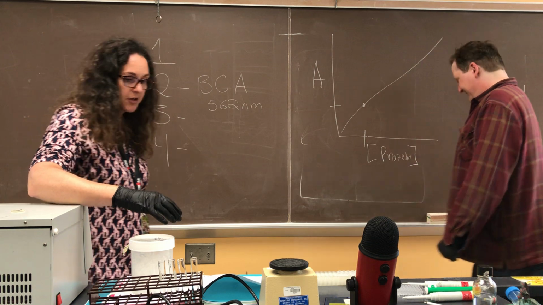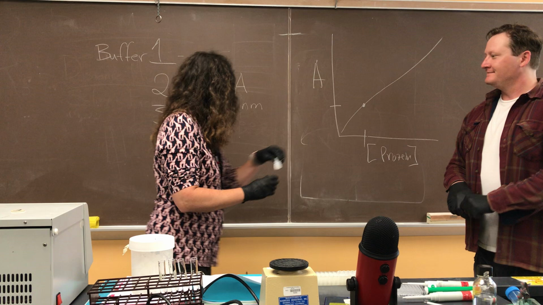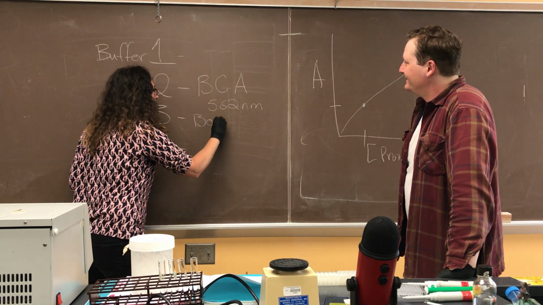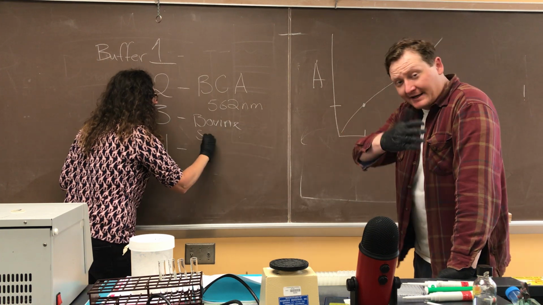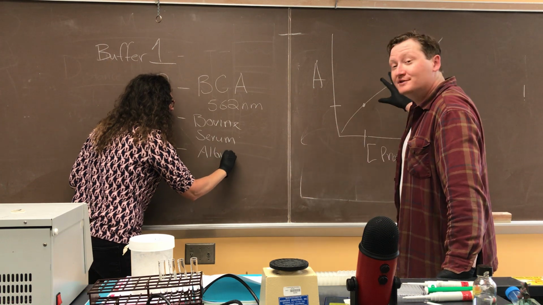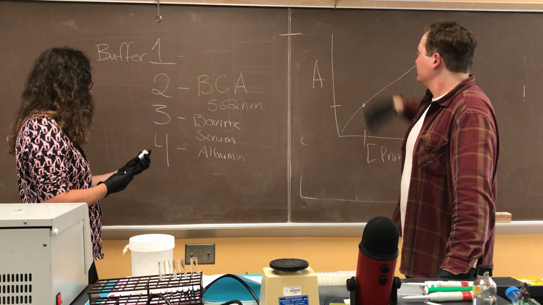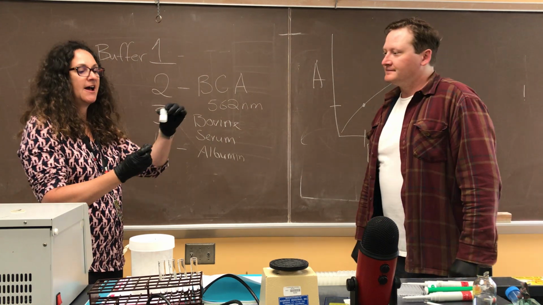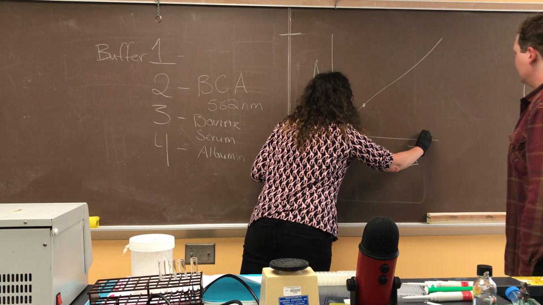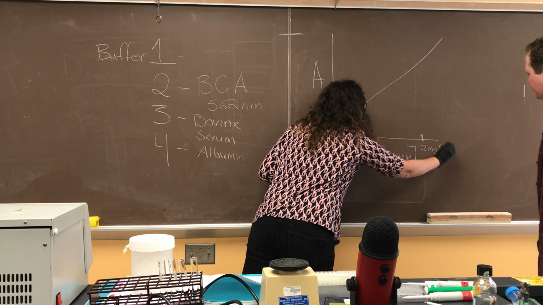The protein that we have is BSA, which is bovine serum albumin. I'm going to write that out here. Just to reiterate, we know the concentration of protein in this sample, which is why we can use it to generate a standard curve, which can then be used to measure unknown samples. The concentration in this little vial here is 2 milligrams per milliliter, so that will be our highest point over here, which is 2 milligrams per milliliter.